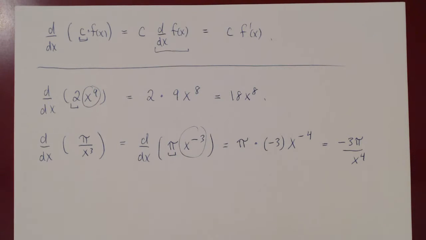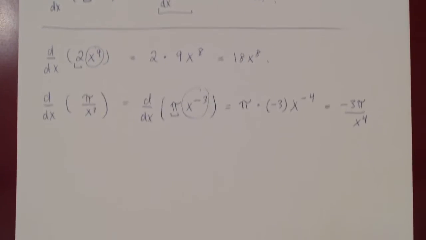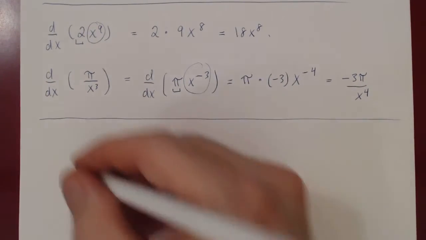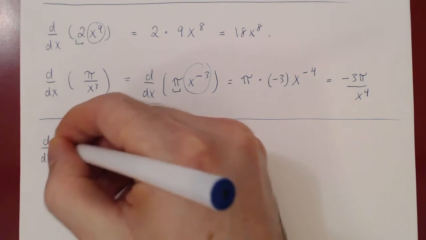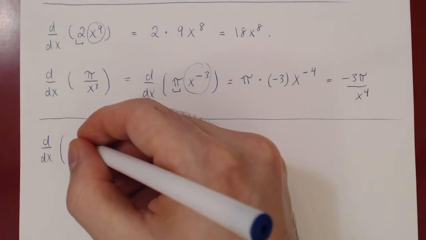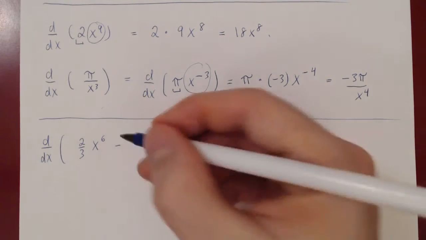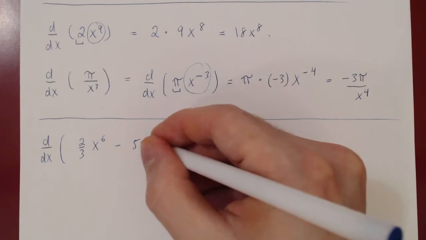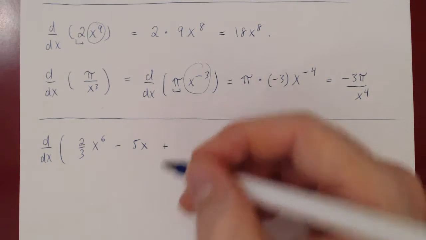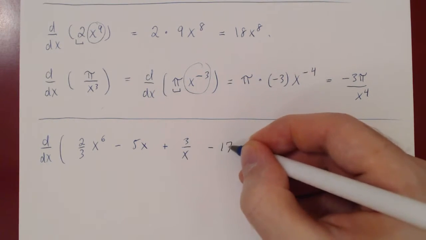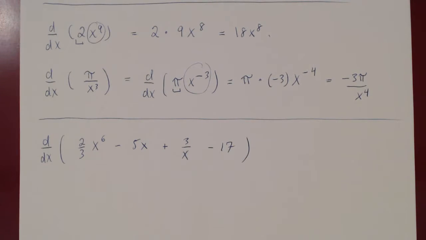Let's now include this with our power rule, our sum and difference rule, and the constant rule in one example. What if we asked for the derivative of the following function? So d over dx of 2/3 x to the 6 minus 5x plus 3 over x minus 17. So now we ask for the derivative of a sum and difference of 4 functions.